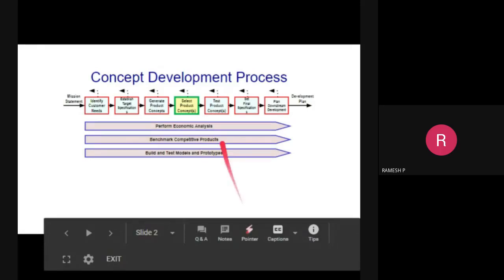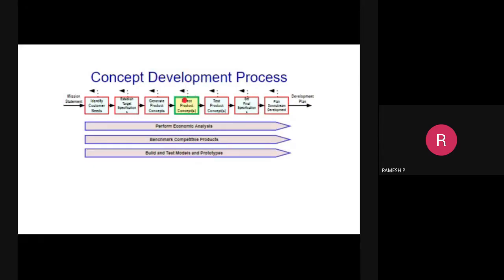Here we are about to explore the phase of selecting the product concept. We have seen customer needs, product planning, the mission statement, opportunity identification, establishing target specifications, and generating product concepts. Today we are about to explore how we select the product concept. There are certain facts about concept selection. Concept generation is a divergent process, because we focus on the various combinations of opportunities and alternatives available. Here we will be focusing on very few, one or two, most dominant or most promising concepts. So it is a convergent process, not a divergent approach.